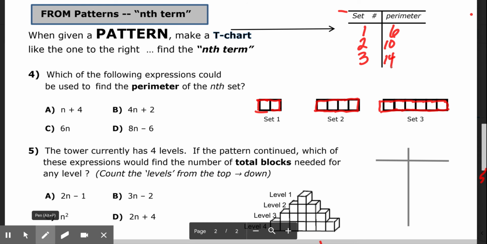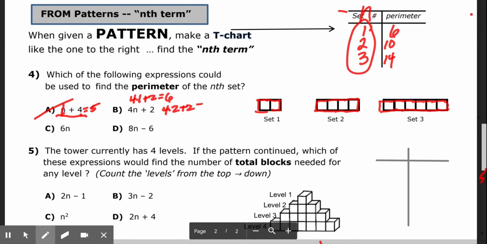Okay. So then what we could do is we could go ahead and plug these numbers in place of N into each of these rules. So let's just start with 1. 1 plus 4 equals 5. We need it to equal 6, so it's not that one. And then letter B, 4 times 1 is 4 plus 2 is 6. Well, that looks like it could work. Let's try 4 times 2 is 8 plus 2 is 10. That works. And then 4 times 3 is 12 plus 2 gives us 14. So this is going to be our rule.